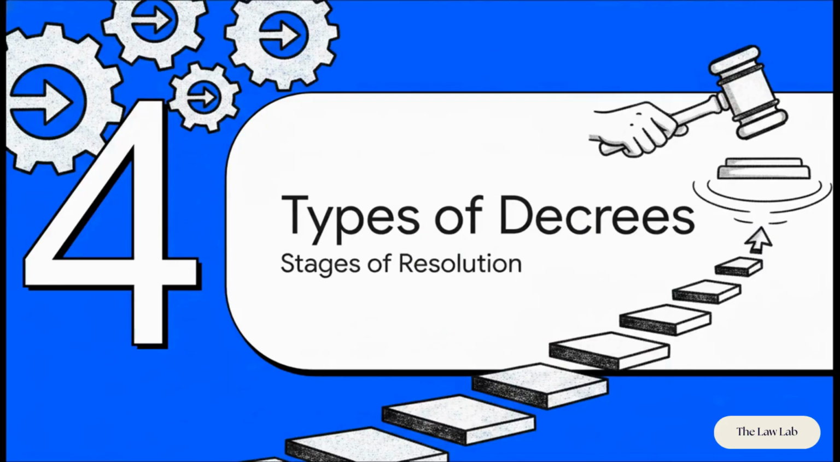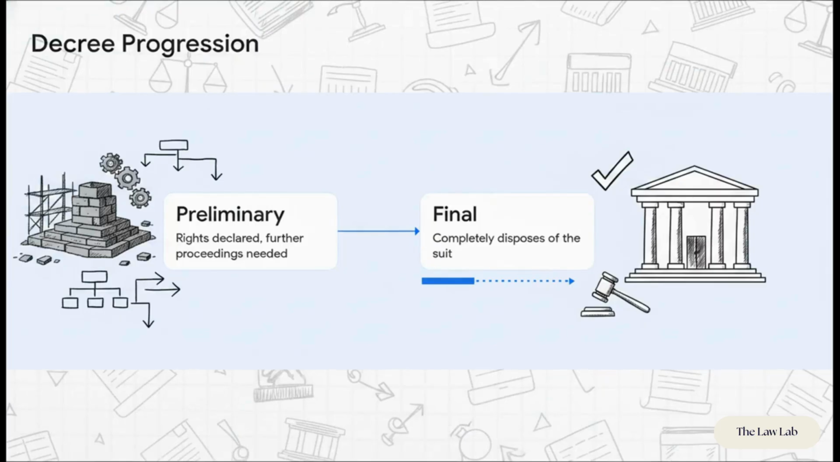Section 4. Types of decrees. A decree isn't always just a single dramatic drop of the gavel. It actually kind of matures in stages sometimes. First up, a court might issue a preliminary decree. This declares the rights of the parties, sure, but it also says, hey, we need further proceedings before we can totally wrap this suit up. It sets the baseline. Then, once all those remaining matters are finally hashed out, the court issues the final decree, which completely disposes of the suit based entirely on that preliminary foundation.